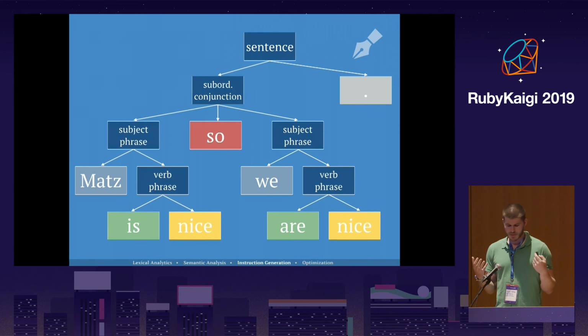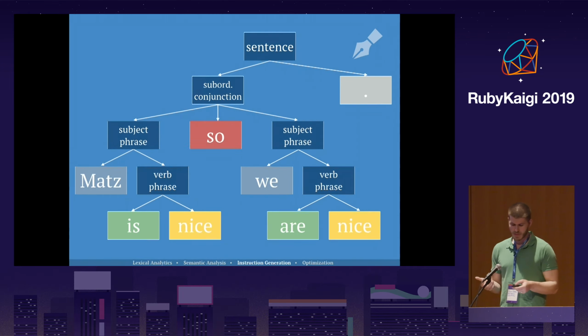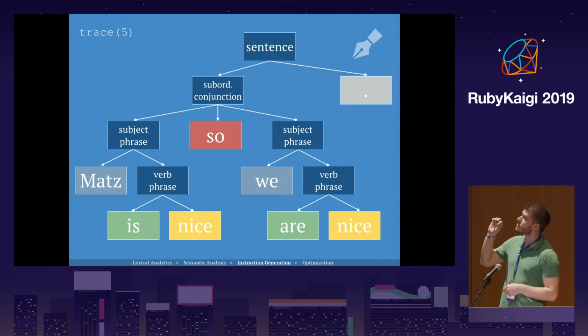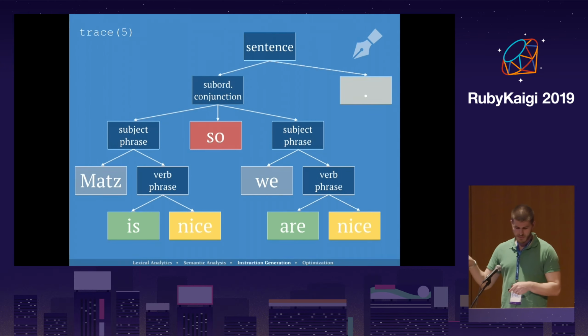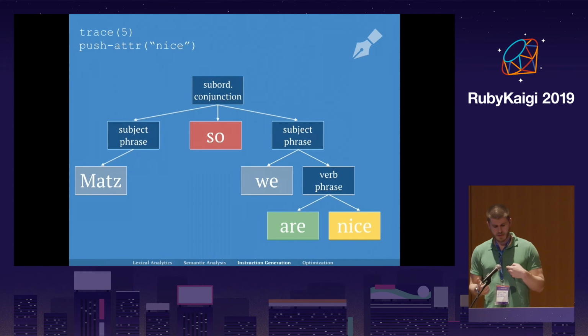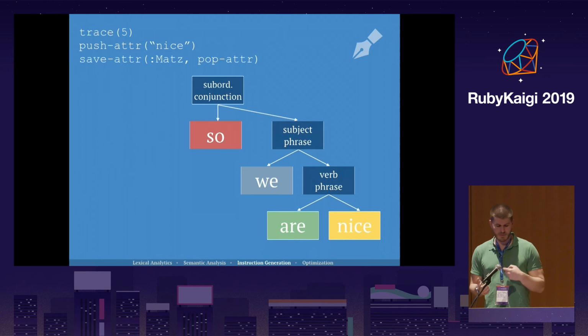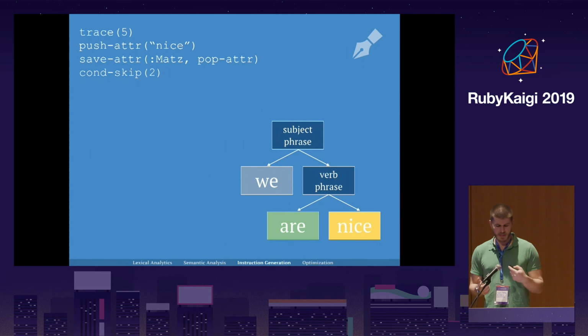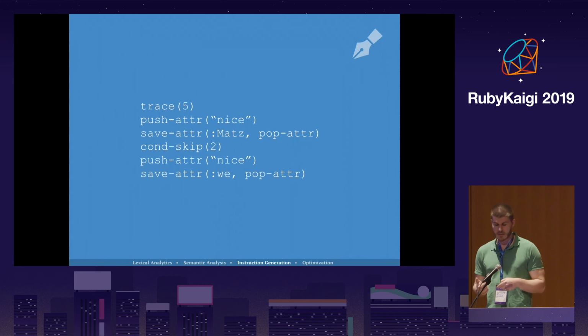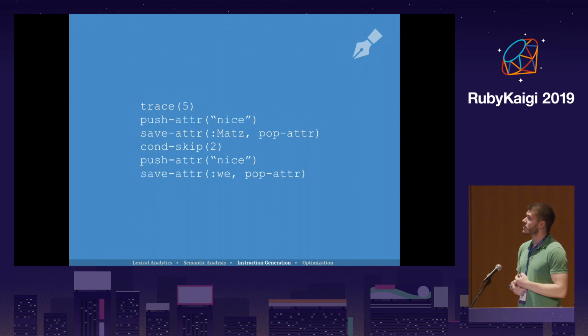And what we're going to do is go in and generate those instructions. So we'll start at the top. We're going to take care of the sentence node and just walk down the tree and start to generate things. So we're going to push an attribute nice. We're going to save that attribute, conditionally skip the next two instructions, and grab all of our instructions. And then this is the virtual machine instructions that we're going to execute.